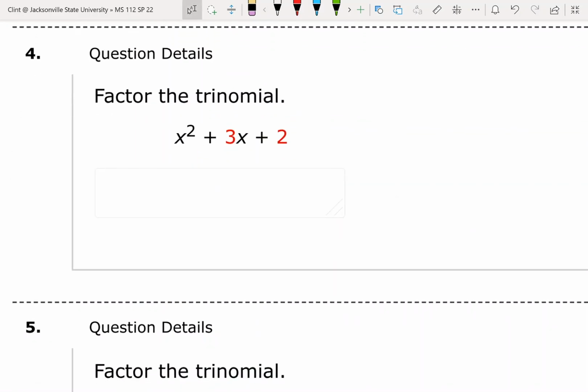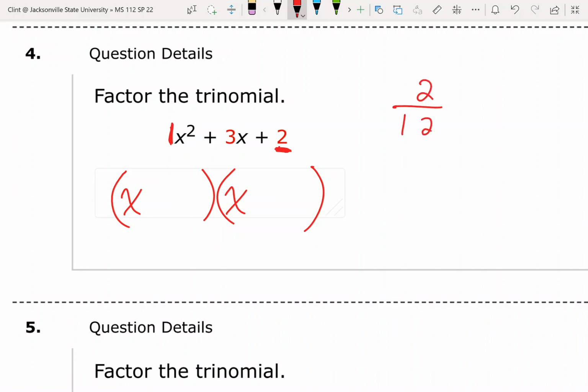Number 4 says factor the trinomial. On this one, our leading coefficient is a 1, so we don't have to work quite as hard as we do on some of the other ones. We can just say we know it's going to take x times x to get x squared. And then we need factors of 2 that will add together and give us 3. Not too many choices on factors of 2. Got 1 and 2.